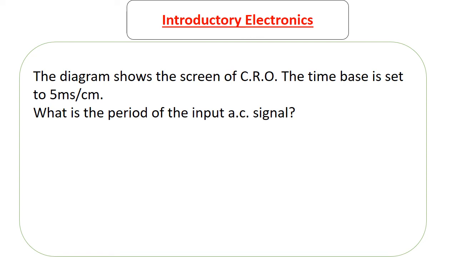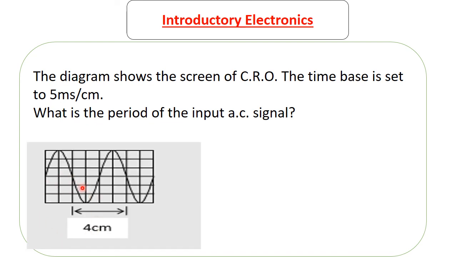So let's take a look at the last example. The diagram shows the screen of a C.R.O. The time base is set to 5 milliseconds per centimeter. What is the period of the input AC signal? They have used the word period here in an effort to confuse us, but we're just talking about time. In short, what is the time of the input AC signal? Here we have the screen. They have said the setting is 5 milliseconds corresponds to 1 centimeter. Here we have 1, 2, 3, 4. By the way, the reason they have used period maybe is just to test our understanding of waves.